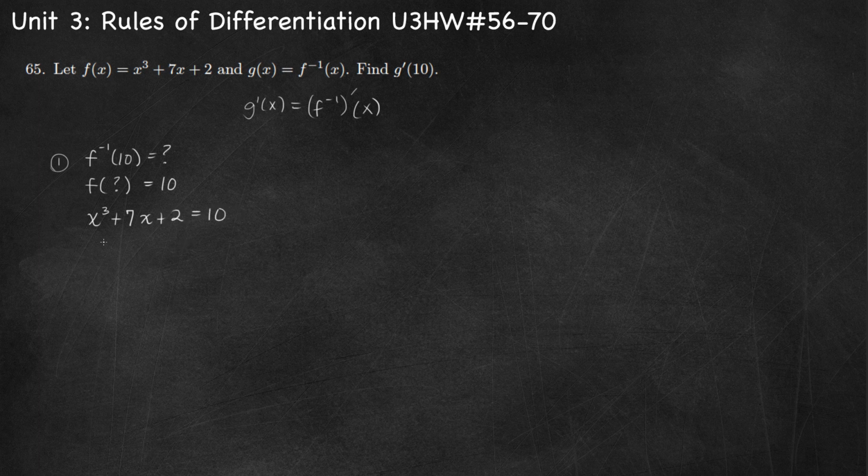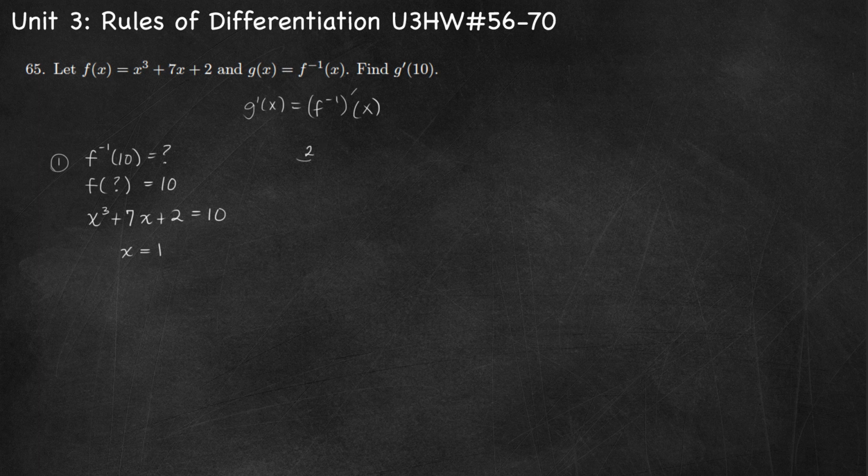Now, if you're using a calculator, you can solve this graphically. If you're not, then we're just going to use guess and check. So try simple values for x, like 0 or 1 or -1 or 2 or -2. In this case, if we let x equal 1, we get 1 plus 7 plus 2, which is 10. So x is equal to 1. So now we know f inverse of 10 is 1, or in other words, f is equal to 10 when x is 1. We want to evaluate the derivative of f at 1.